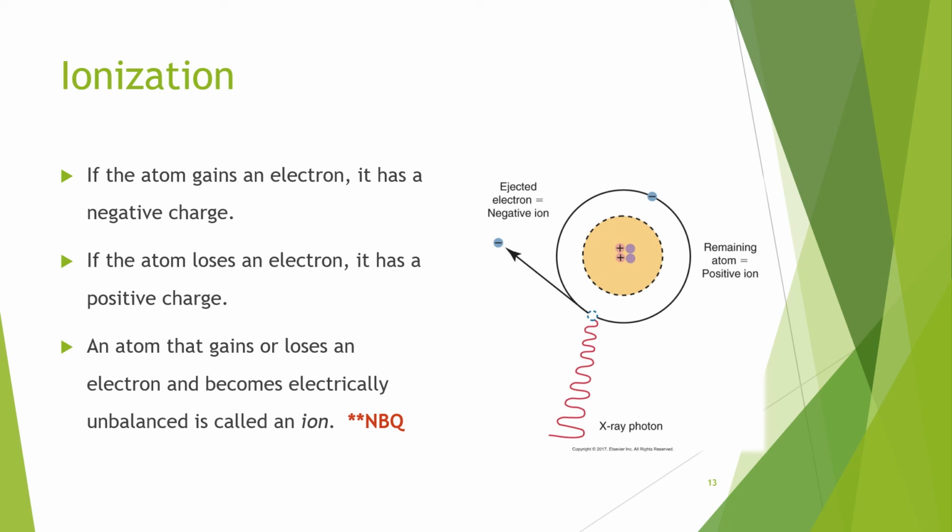That little X-ray photon that's coming in, that little wave, hits the little electron and it falls off. That comes from the tube head of the X-ray machine, and we'll get into more how those X-rays are shot at the atoms and how they break off those little ejected electrons.